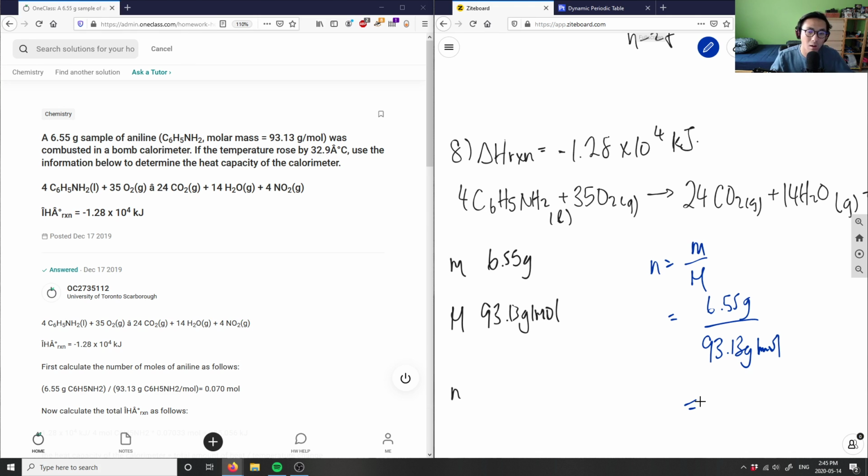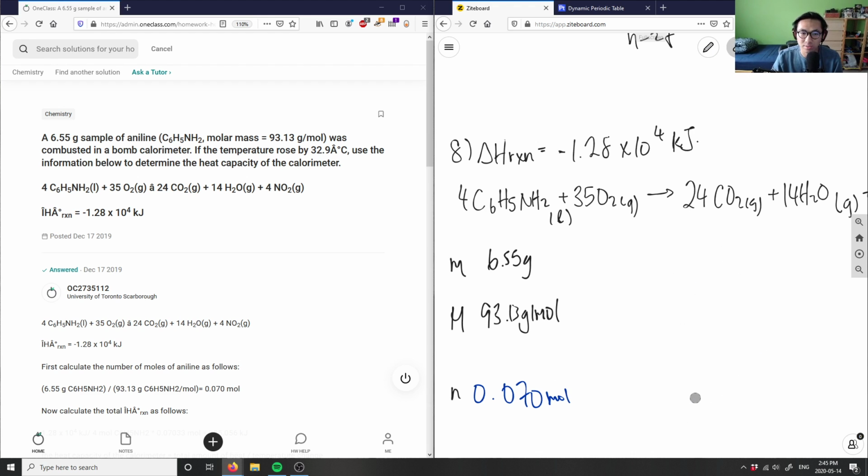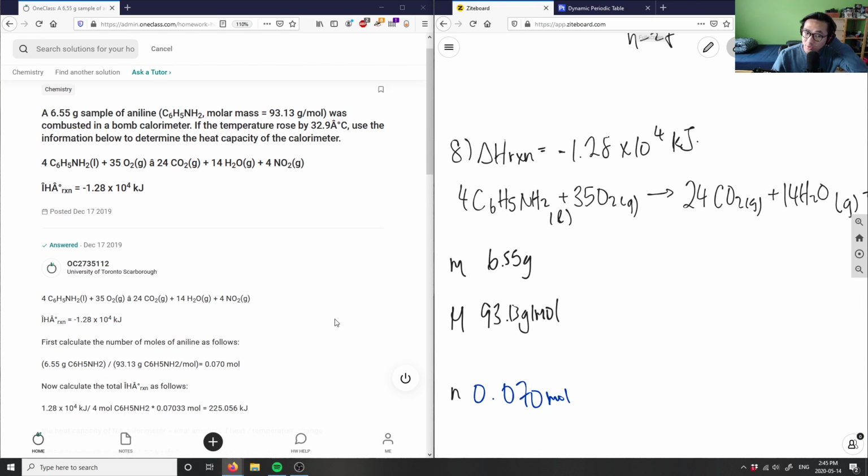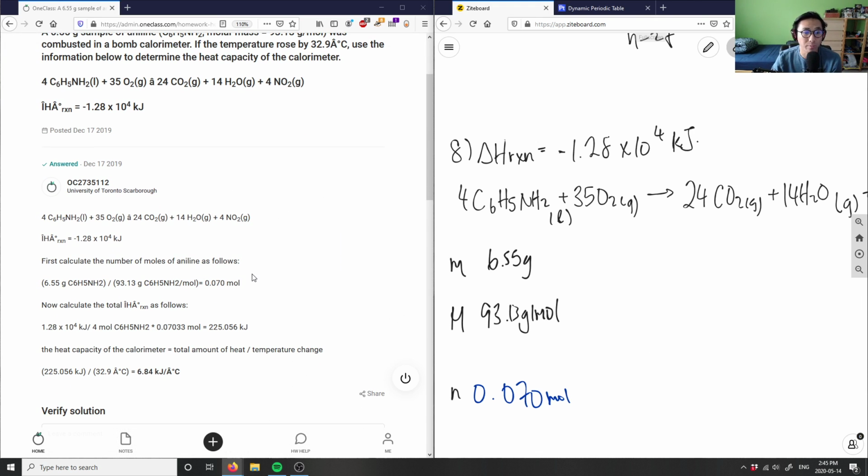And this will give us our moles of aniline here. So 6.55 divided by 93.13 will give us a value of 0.070 moles here. I'm going to erase this just for the sake of space. And after calculating the moles, what we can do is calculate our molar enthalpy of this reaction, right?